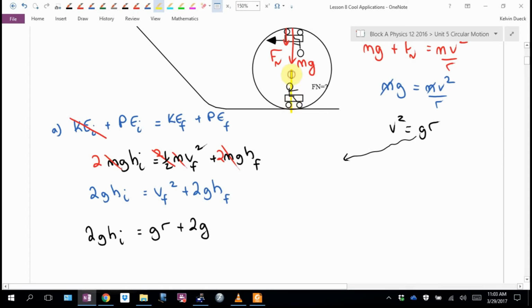How far from here to here? 4R. Yes? How far from here to here? 2R. So if I wanted to do a generic height, instead of 4, instead of 8, what's the generic height of this roller coaster? Cool, 2R.